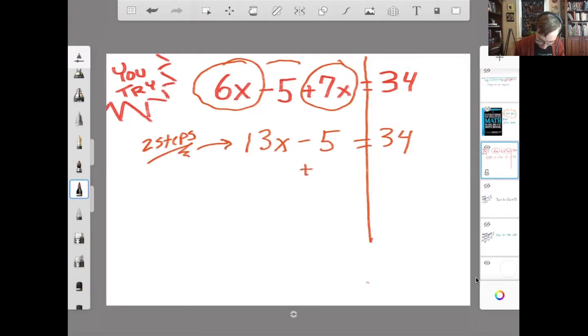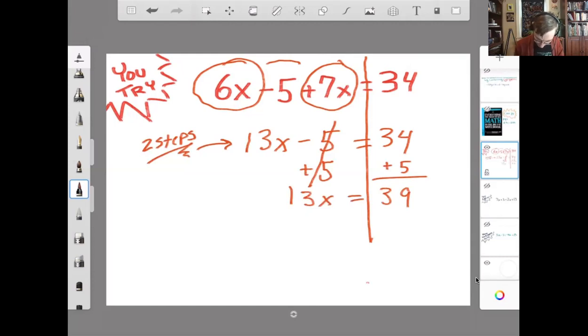So the opposite of minus 5 is positive 5. You need to invert positive 5 in order to negate the negative 5, and then you add that over here. Plus 5. 5 plus 4 is 9. And then you got 39. And now your new problem is 13x equals 39.